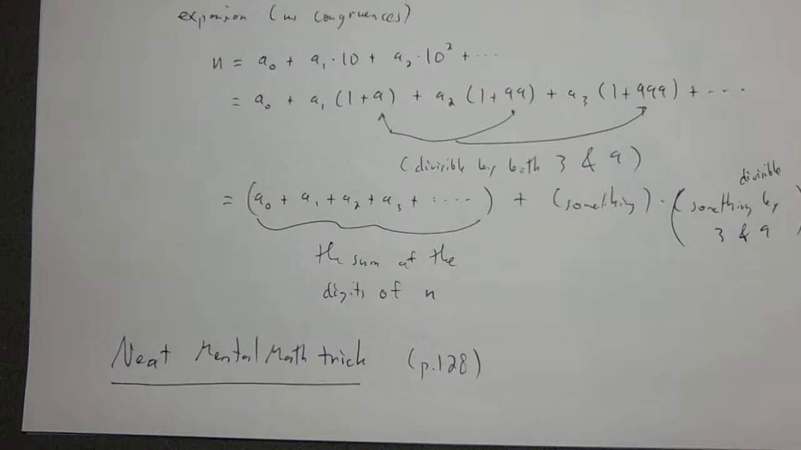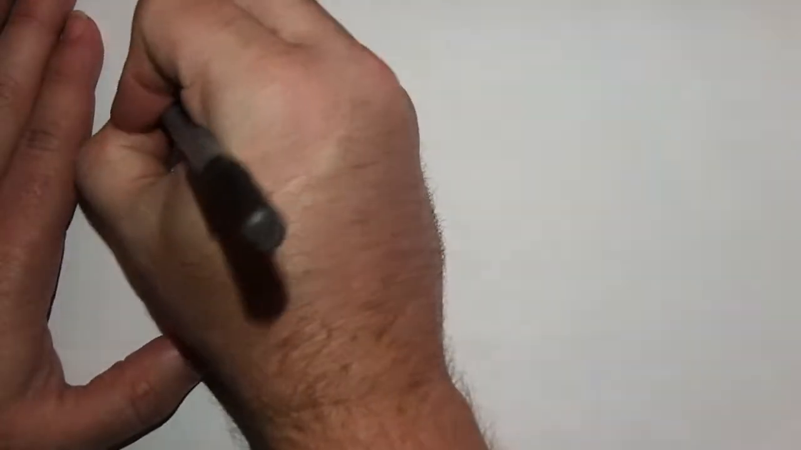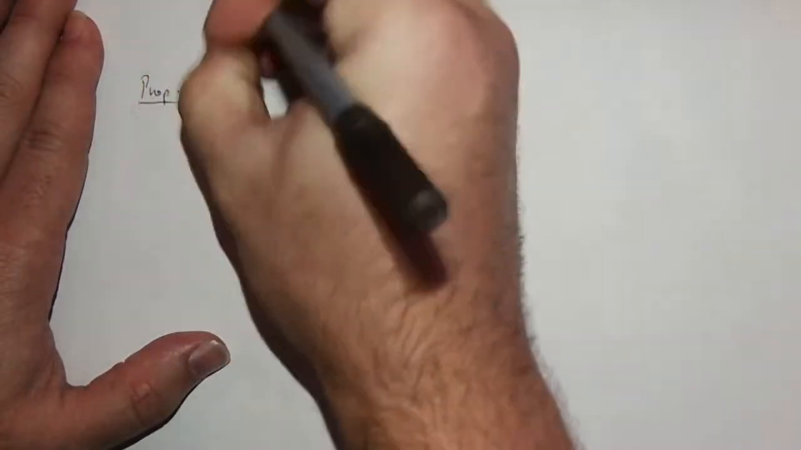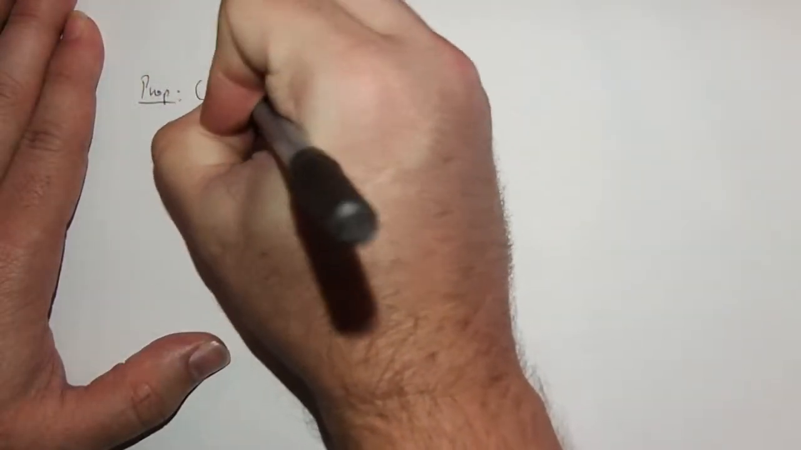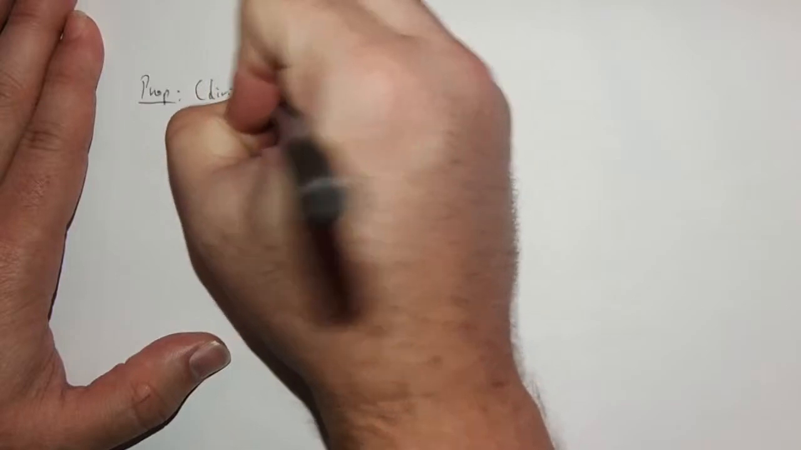Okay, so one more divisibility rule is the one for 11. So one more proposition, and this is divisibility by 11.